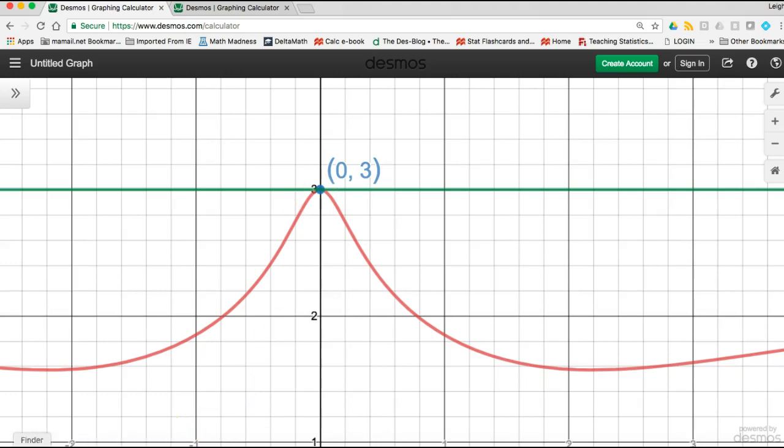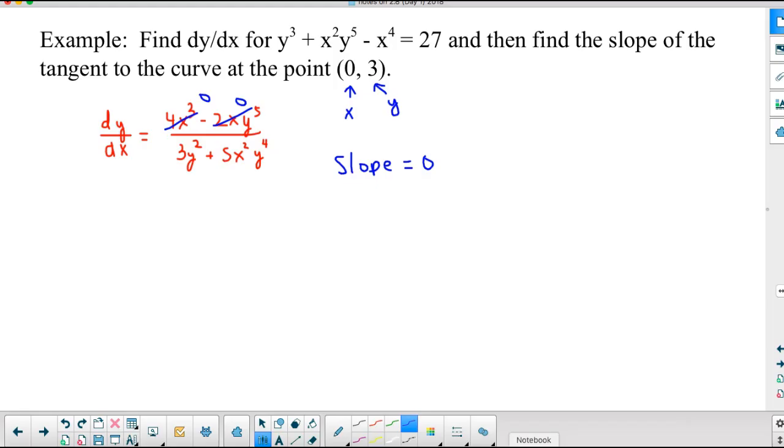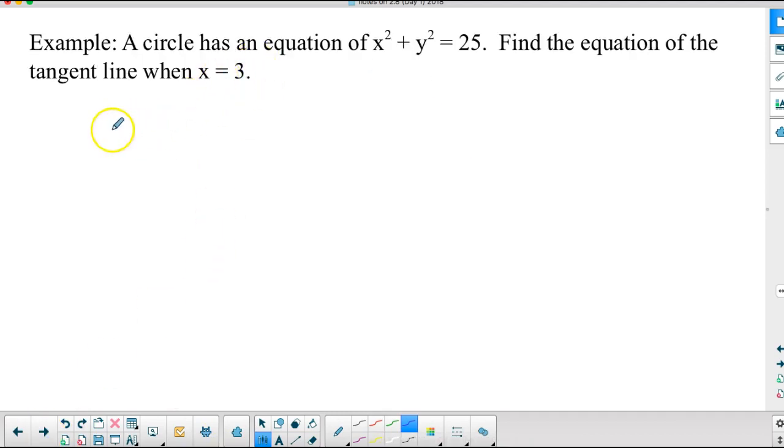Let's take a look at one final example where we have the equation of the circle, and we're supposed to find the equation of the tangent line when x equals 3. So let's begin by taking the derivative of x squared, which is 2x, and the derivative of y squared, which would be 2y dy/dx. And notice I have to say dy/dx because there I'm taking the derivative of y with respect to x. So whenever we take a derivative involving y, we write dy/dx. And the derivative of 25 is 0 since 25 is a constant.